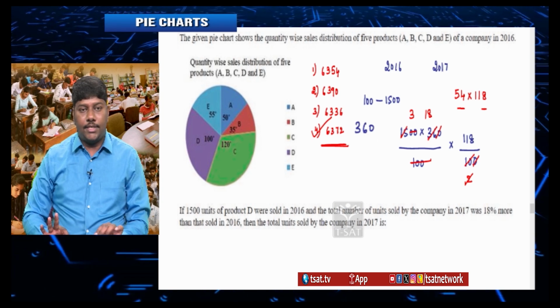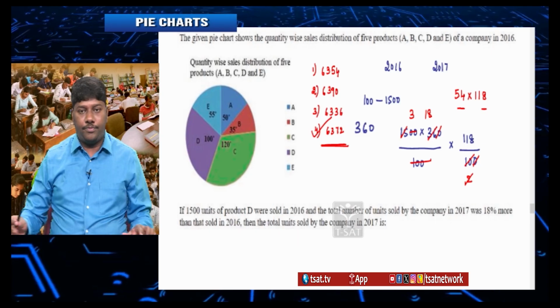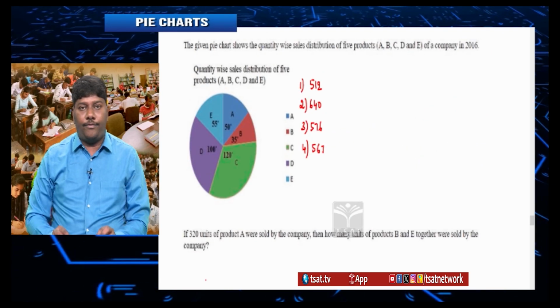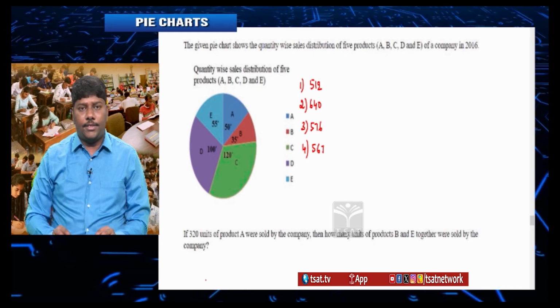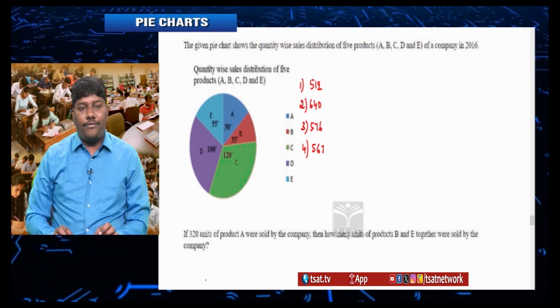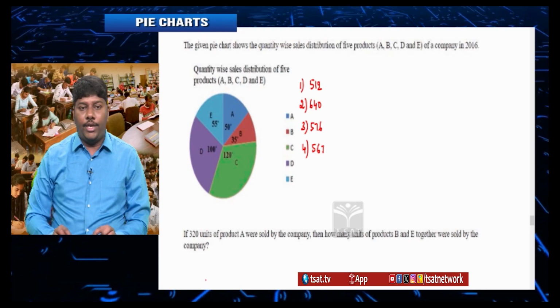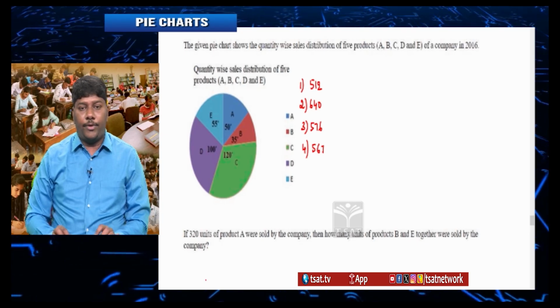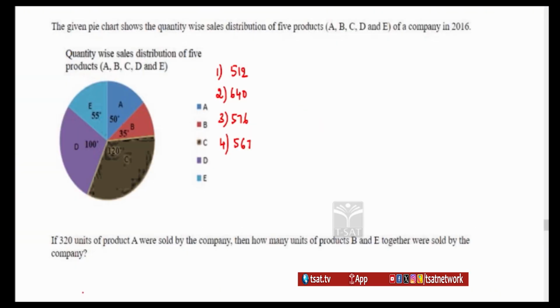So the answer is 6372. The given pie chart shows the quantity wise sales distribution of 5 products. Again it is the same pie chart given. So now here he is asking you, if 320 units of product A were sold by the company, then how many units of product B and E together were sold by the company? Product A is 320, product A is actually 50 degrees. If 50 degrees is 320.